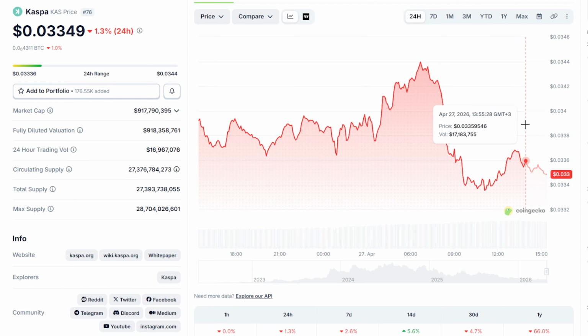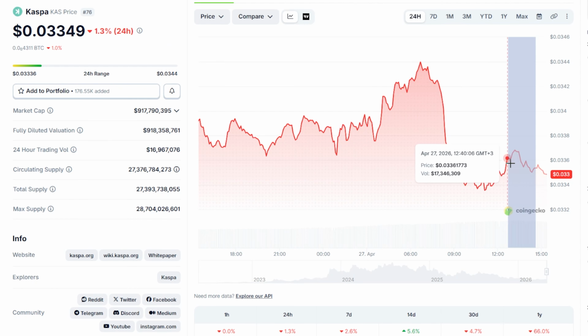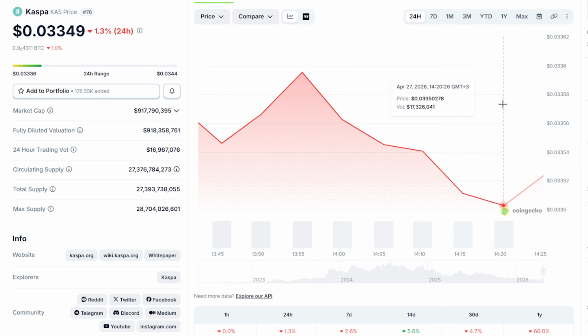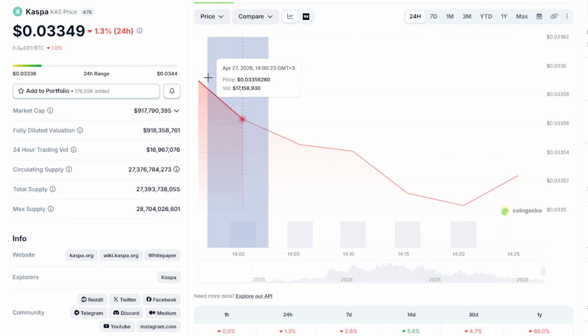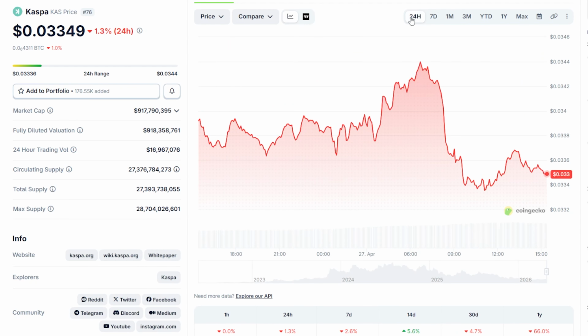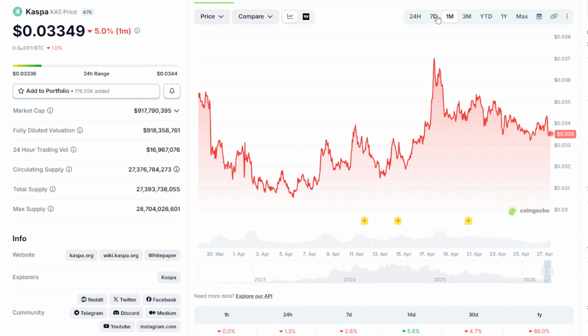Now, an important element, range dynamics. The range is not just holding, it is tightening. Highs are slightly decreasing, but lows are holding or rising. This creates a compression structure, similar to a triangle. Such formations often end with a strong breakout.